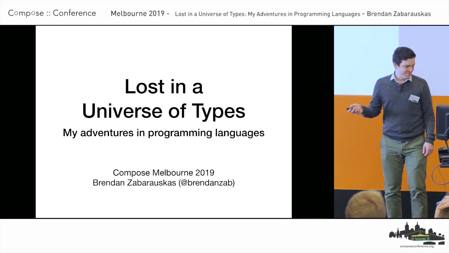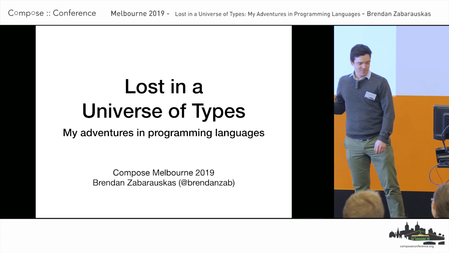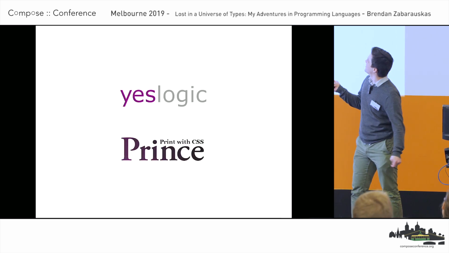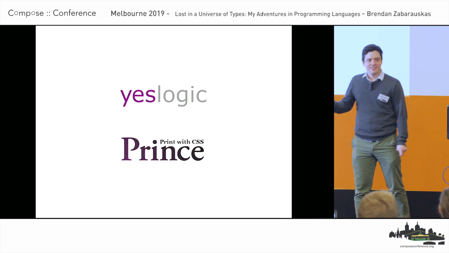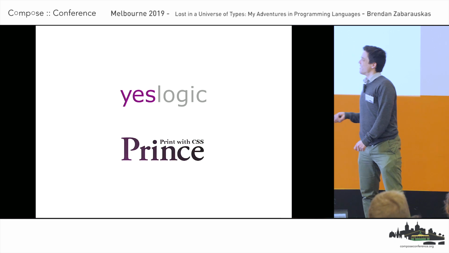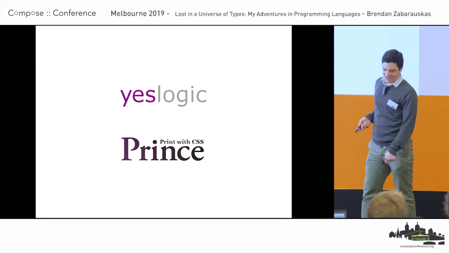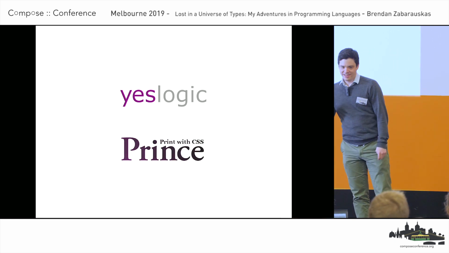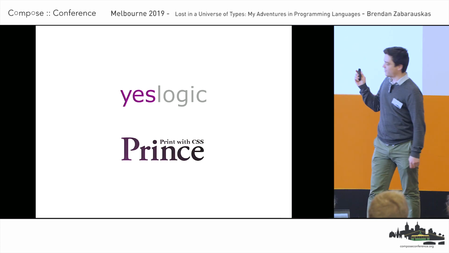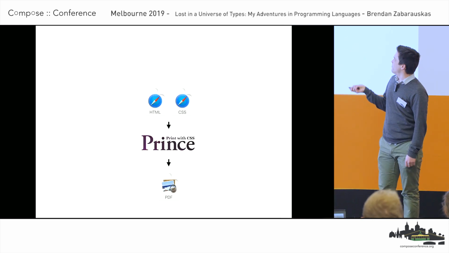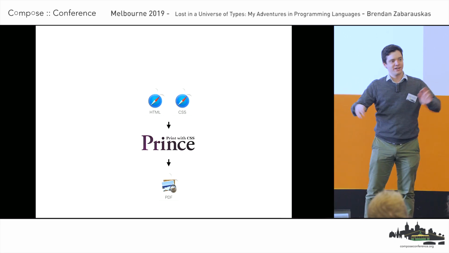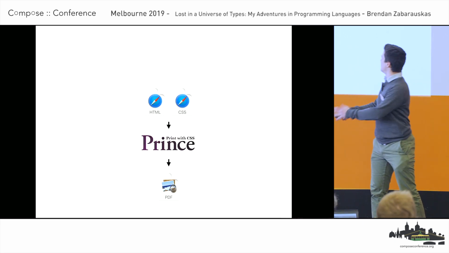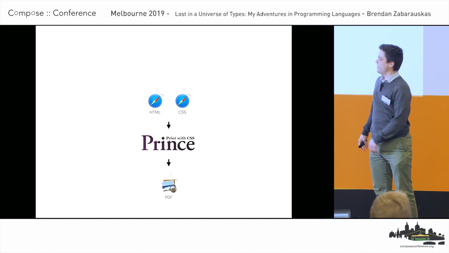That's been really exciting and I've really enjoyed it. So yeah, YesLogic is a company that's been around for quite some time now in Melbourne, for 17 years. They create this product called Prince XML, and it basically takes HTML and CSS and lays it out like a browser engine. We've got our own layout engine implemented in Mercury.